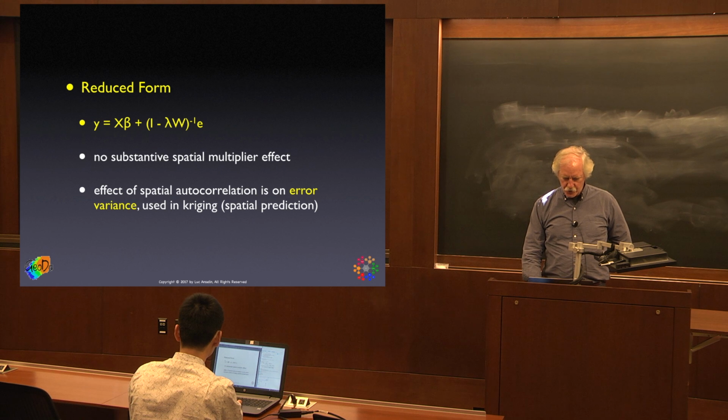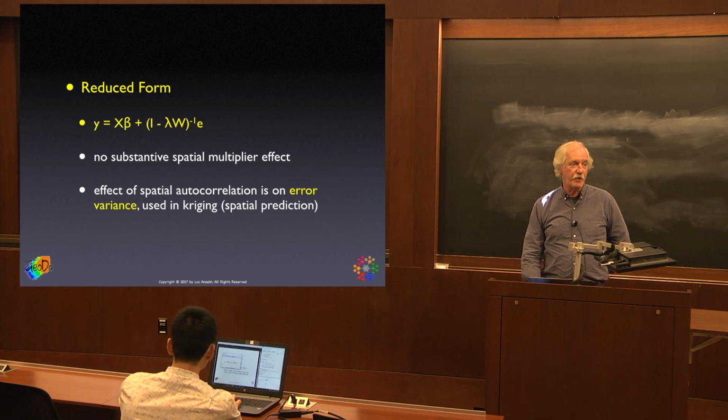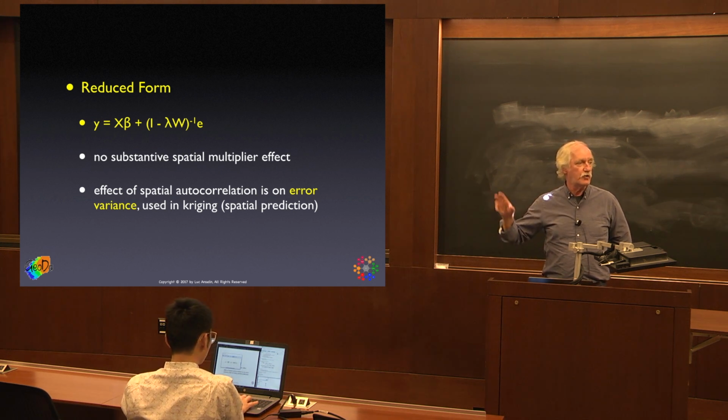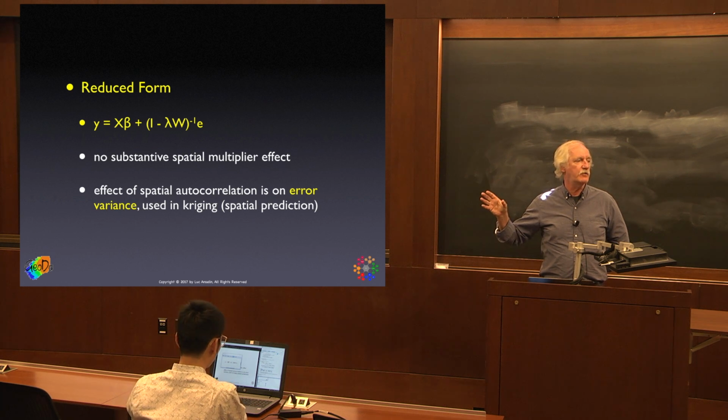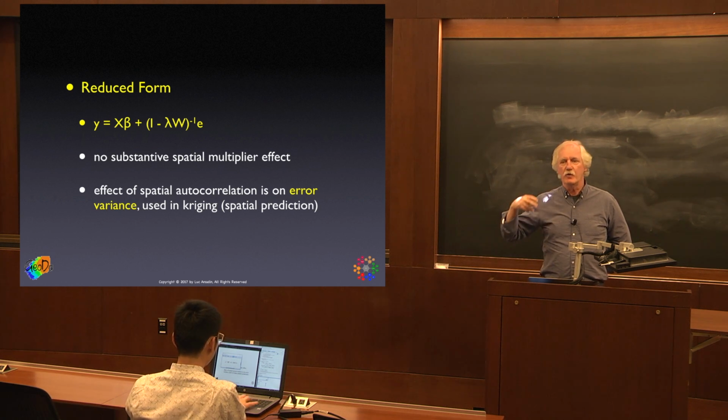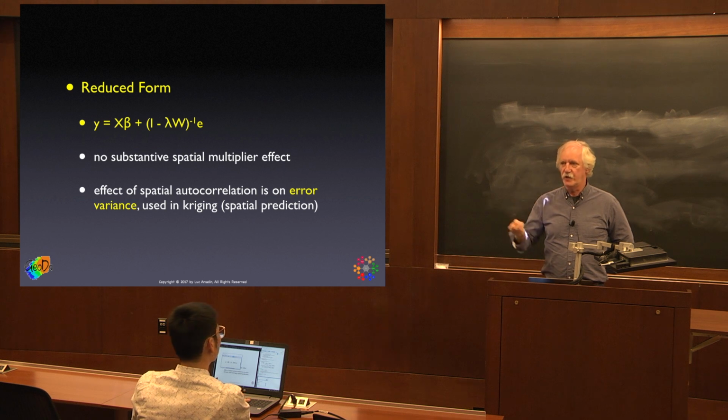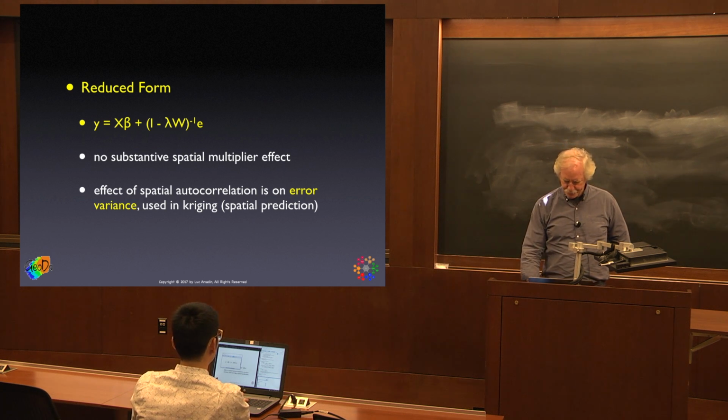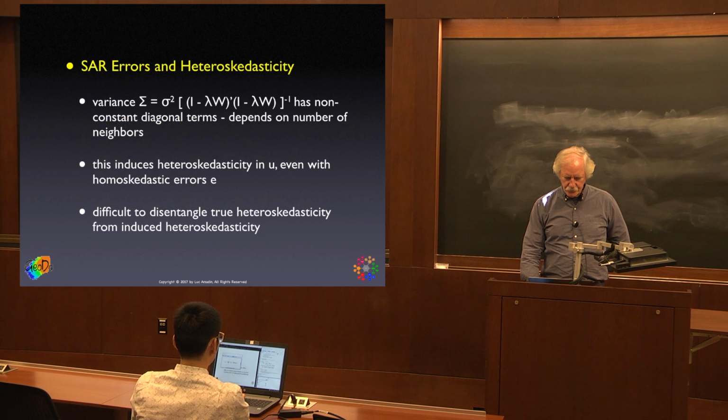Right? So Kriging, for example, is spatial prediction, and it uses the structure of the error variance covariance matrix to improve the variance of the prediction. So we talked about the heteroscedasticity.